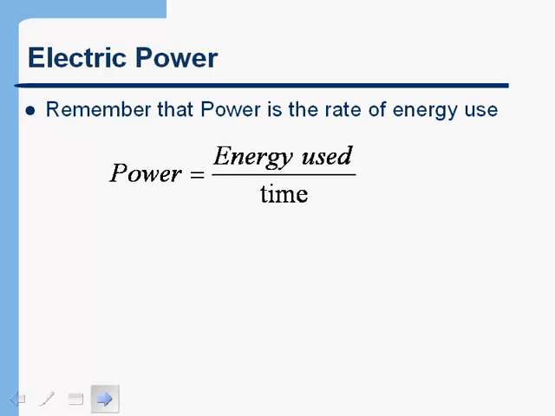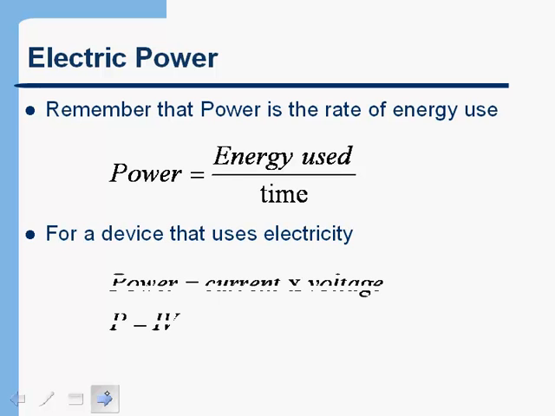We've talked about power previously. Power is the rate of energy use. So remember, power is the energy used per time. When we're talking about a device that uses electricity, power is equal to the current times the voltage. So P is equal to I times V. Let's do an example and see how we do with it.